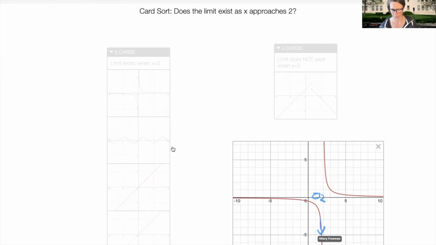On this graph, when x is equal to 2, the outputs for inputs smaller than 2 are moving far, far away from the x-axis. And if x is larger than 2, the outputs are moving far, far away from the x-axis in the opposite direction. The closer we get to 2 on the inputs, the farther apart the outputs get. So this is a case where the limit does not exist.